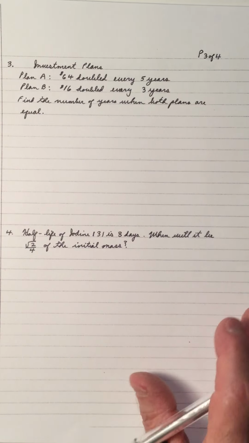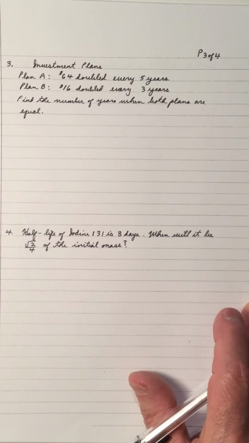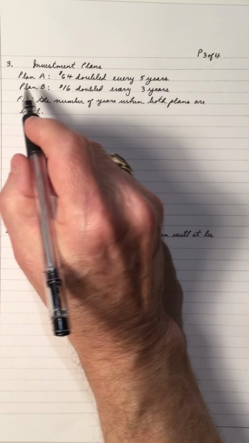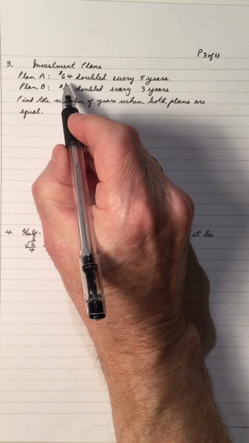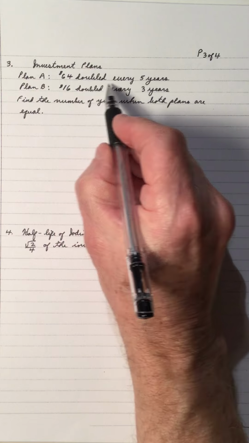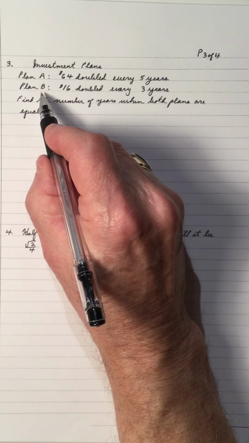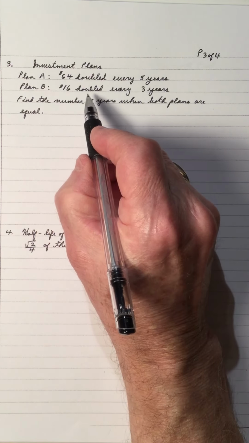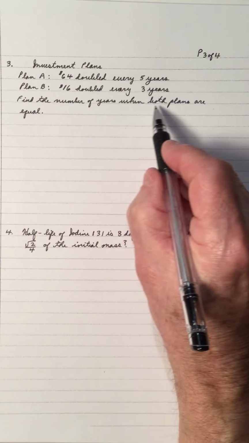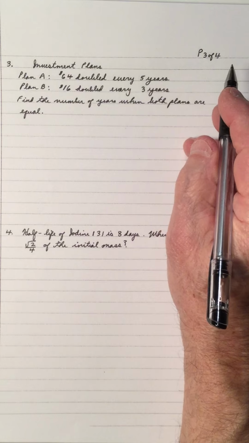And we have another problem. Again, trying to vary the variety of the problems that I expose you to. We have investment plans. Plan A: you're going to invest $64 and you're going to double every 5 years. Plan B: you're going to invest $16 and it's going to double every 3 years. Find the number of years when both plans are equal.